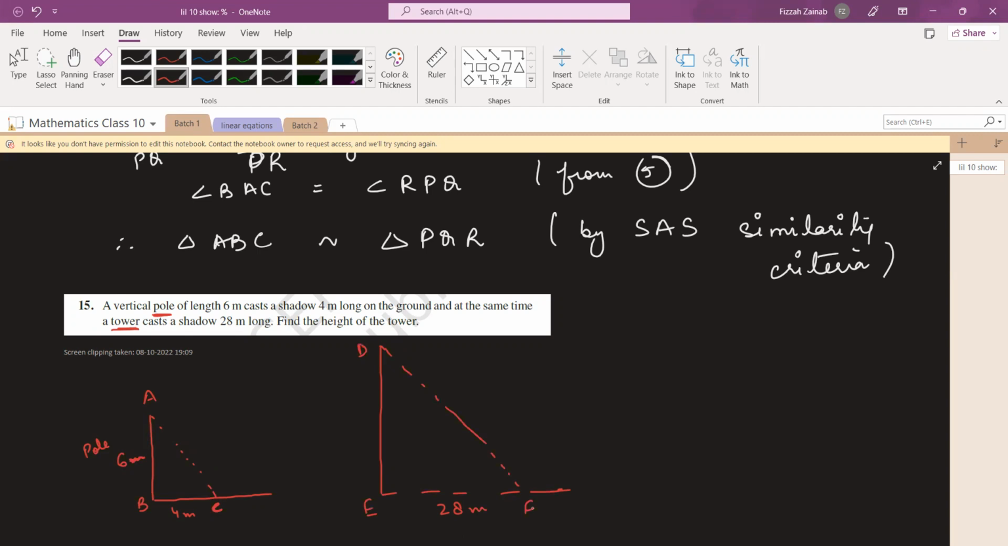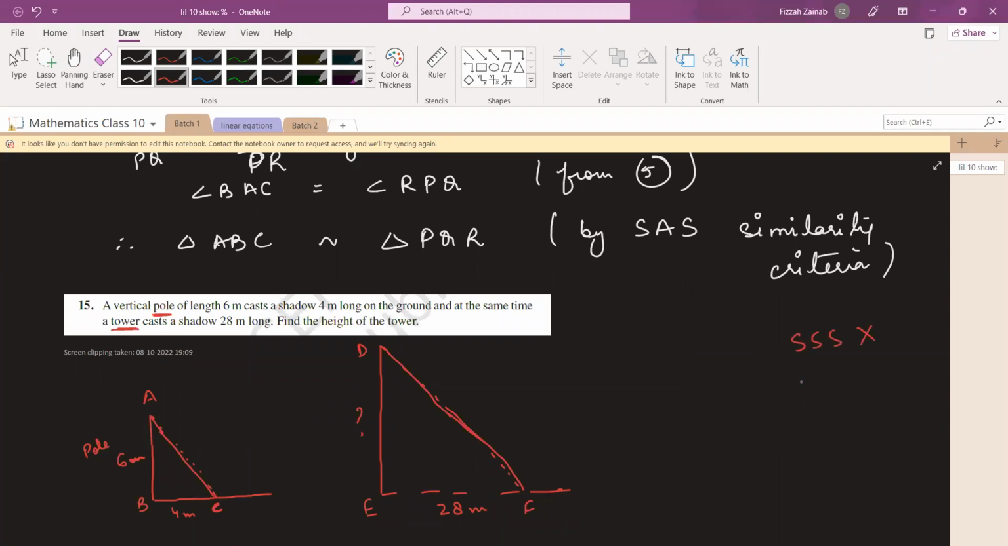So it's simple. If somehow I prove these two triangles to be similar, I can say the corresponding sides are proportional, and then I can find the missing side. Now, I want to show them similar here, but I don't know all the sides, so obviously I cannot compare the sides here. So SSS criteria I cannot use. So SSS is ruled out.